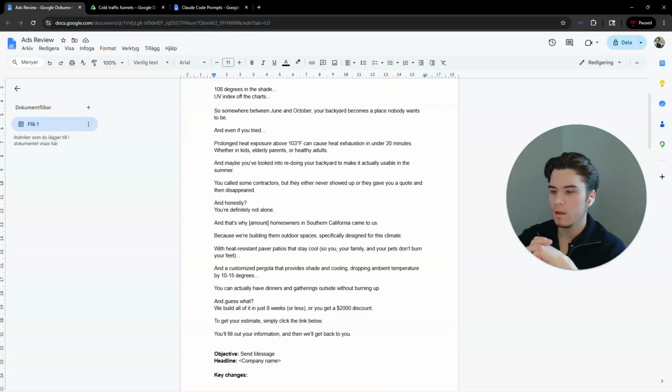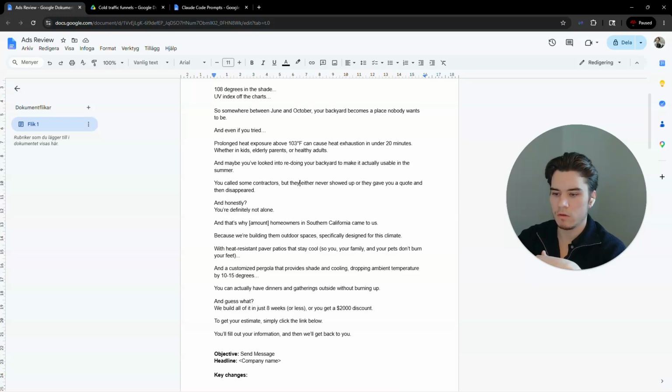That's the conclusion that they draw, because we're building them outdoor spaces specifically designed for this climate. So now we're actually transitioning into the solution, and notice that it's an actual solution, right? We're not just offering services, we're offering solutions to a problem, because that's what people buy. People buy solutions to a problem. And so then the services become a little bit more tailored. So we're building outdoor spaces specifically for this climate with heat resistant paver patios that stay cool so you don't burn your feet or whatever. A customized pergola that provides shade and cooling, dropping temperature by this much.